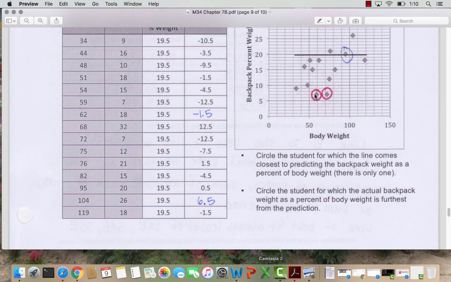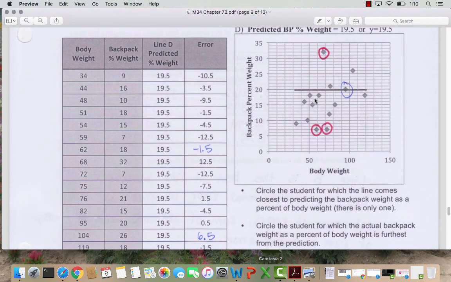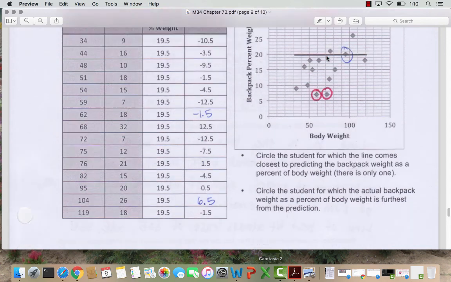And here we've got two students who are furthest away. These are the two students who are negative 12.5, and then there's a third student who's a positive 12.5 residual. And then this student right here is pretty darn close to the line. This is the student who weighs 95 pounds.